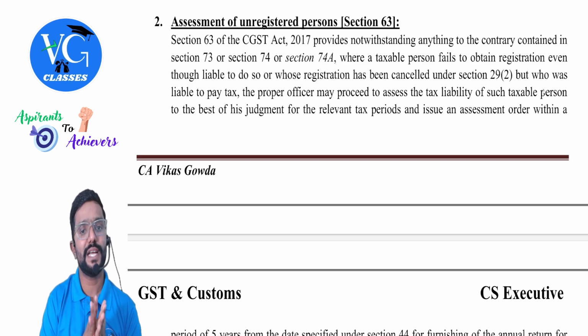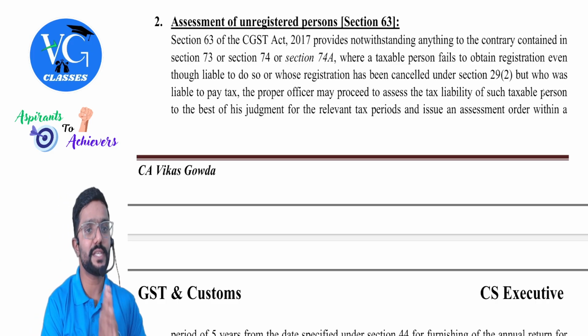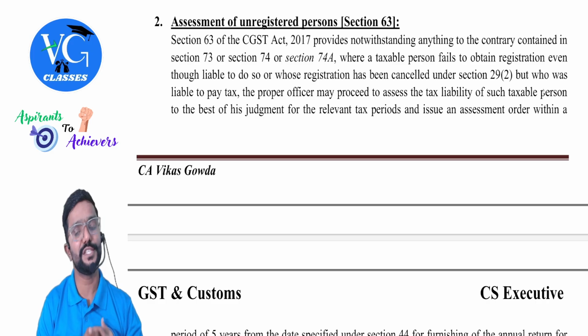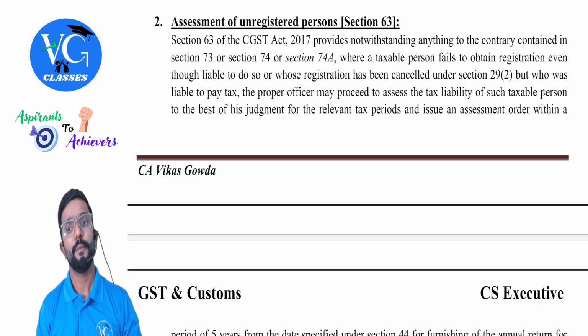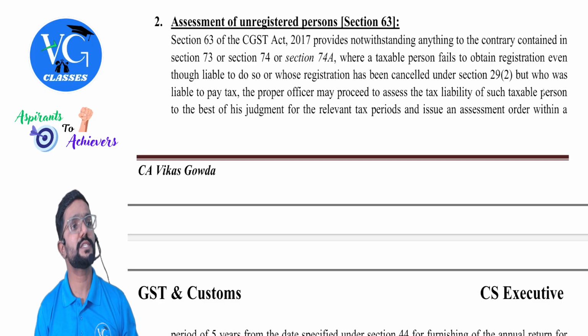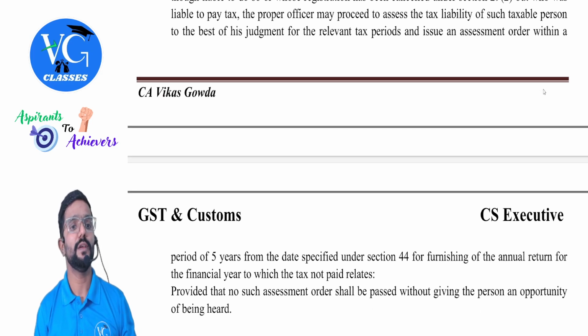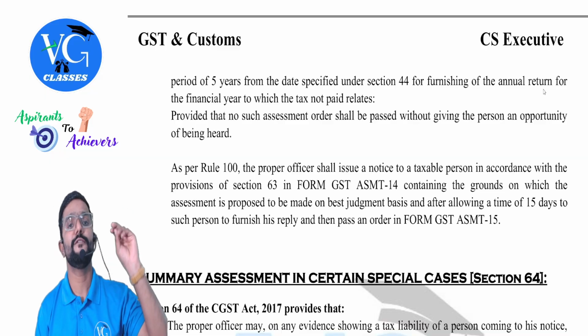Section 63 of CGST Act 2017 provides, notwithstanding anything to the contrary contained in section 73, 74 or 74A, where a taxable person fails to obtain registration, even though liable to do so, or whose registration has been cancelled under section 29 subsection 2, but who was liable to pay tax, the proper officer may proceed to assess the tax liability of such taxable person to the best of his judgment for the relevant tax period and issue an assessment order within a period of 5 years, same time period, from the date specified under section 44.